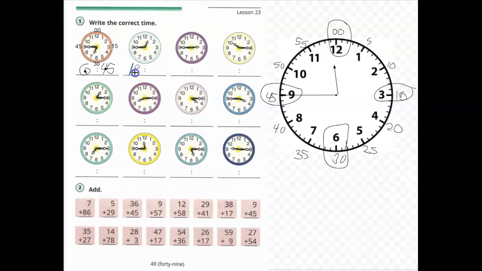It was 12. And then our minute hand, which is the one that touches, our minute hand is touching the 9. That means it's 45.